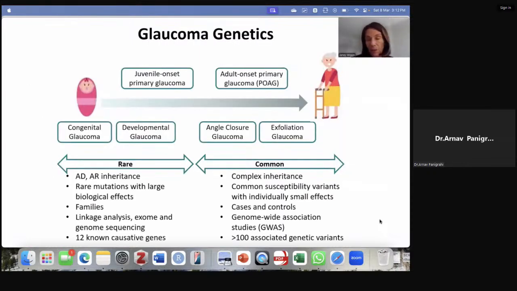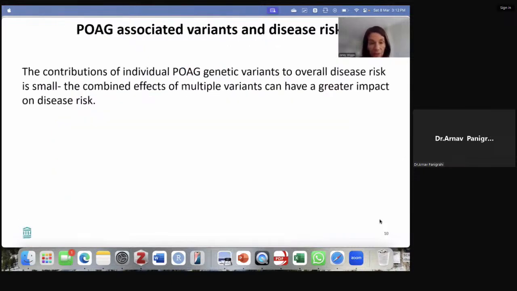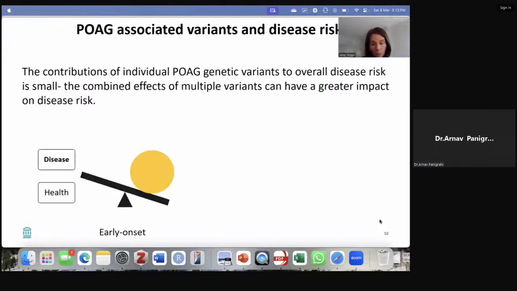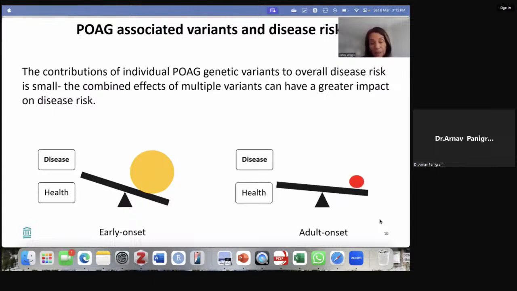Now, turning to adult onset diseases like primary open angle glaucoma, we can also use genetic testing for these diseases. But it's important to remember that unlike the early onset forms, where a single genetic variant is sufficient to tip the balance from health to disease, in the adult onset cases, each individual variant has a small incremental effect on genetic risk, and only in aggregate or in combination with other genetic variants can the disease threshold be reached.